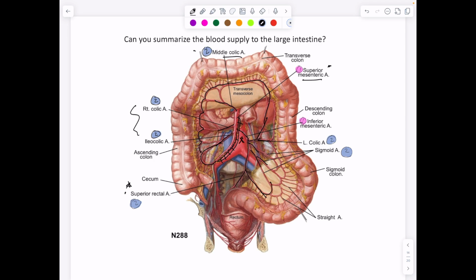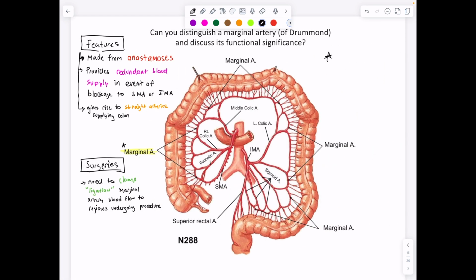And you can see that the sigmoids are actually making arcades, arterial arcades, and ending in some vasa recta, overall, okay, just another word for straight arteries. Okay, not too bad, but importantly, we've touched on this, you can see that all of these branches of the superior mesenteric artery, middle colic, right colic, iliocolic, are anastomosing with each other, and they're forming this marginal artery, right?